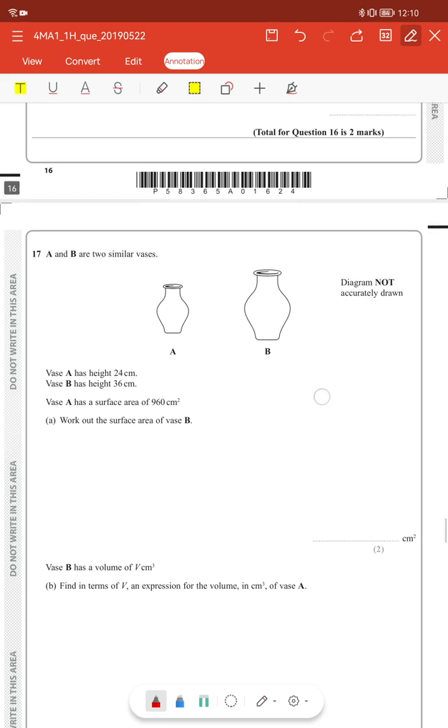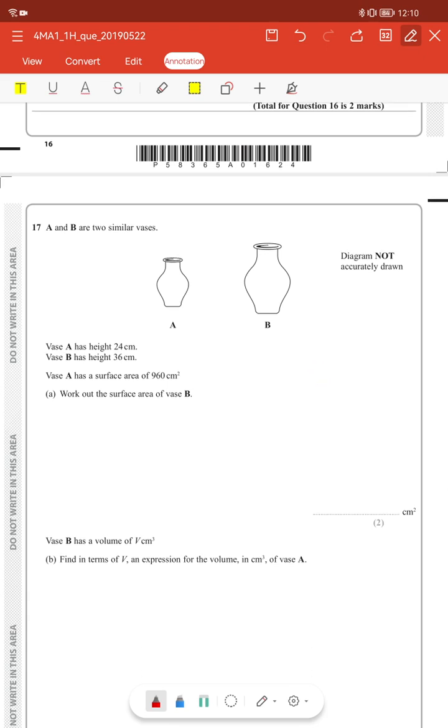You have two similar vases. They have a height of 24 and a height of 36. Vase A has a surface area of 960. So what we need to do is find out the scale factor to which it has been enlarged. So we can say A to B would be 24 to 36. If I was to make this 1, I would get my scale factor being 36 divided by 24, which is 1.5.